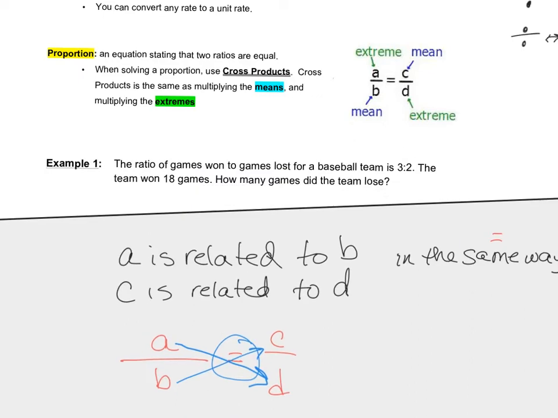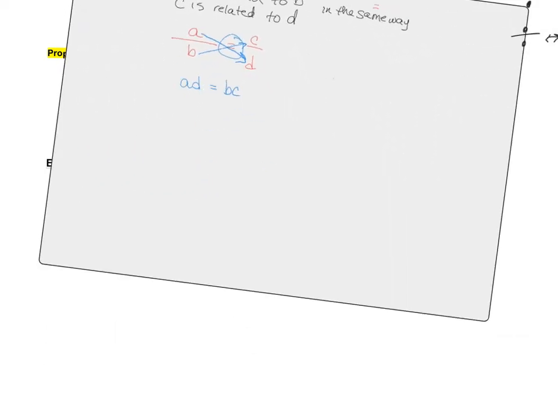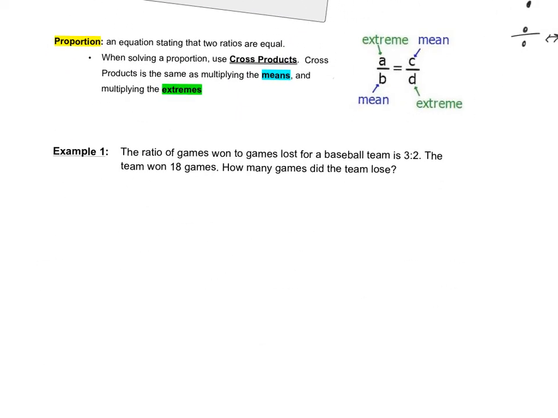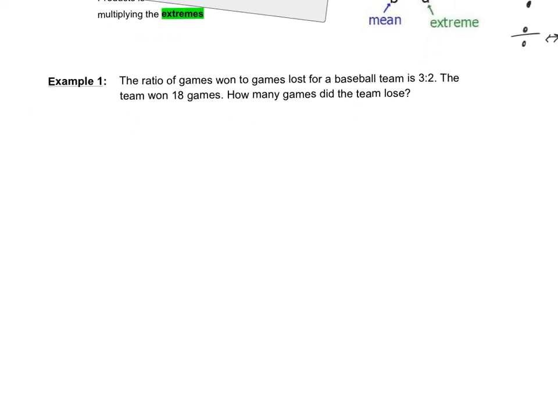So if we move into the next problem, the ratio of games won to lost for a baseball team is 3 to 2. The team won 18 games. How many games did they lose? Remember, always read to tell a story first before you try to figure out what it's asking. So we know that we're talking about games won to lost. Now, they want to know how many games did the team lose.